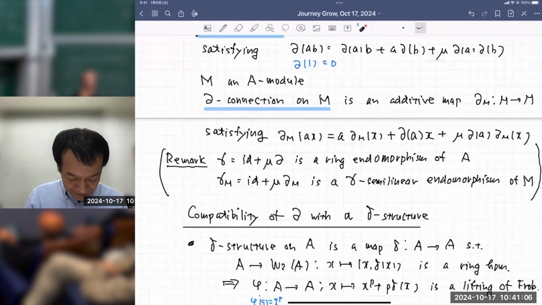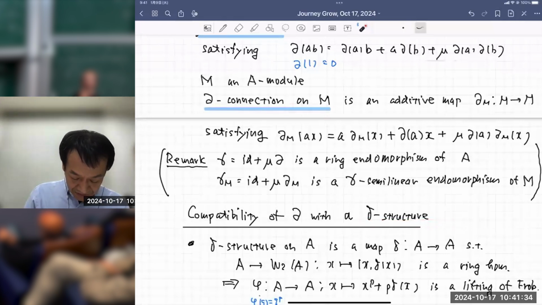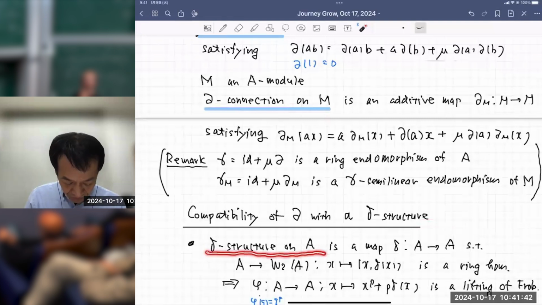Okay, so then we also need some compatibility of this mu derivation with a delta structure, because this is necessary to extend the mu derivation to a certain prismatic envelope. So the compatibility helps to extend the mu derivation. So I introduce the compatibility with delta structure. And I will recall this delta structure quite briefly.